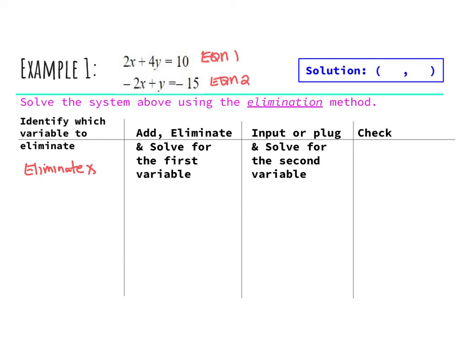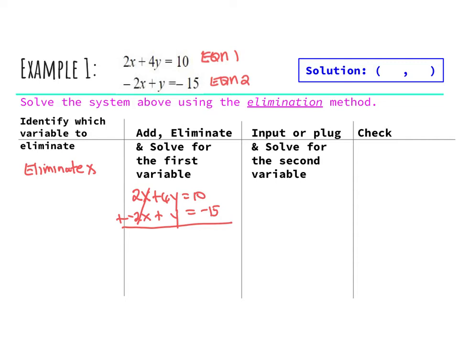As we see, in equation 1, x has a coefficient of +2, and in equation 2, it has a coefficient of -2. So let's add those two equations. Writing them here, we have 2x plus 4y equals 10 and -2x plus y equals -15. Adding these two equations, 2x plus -2x gives us a 0, so x is eliminated. Then we have 4y plus y.